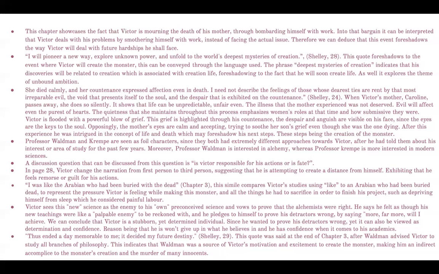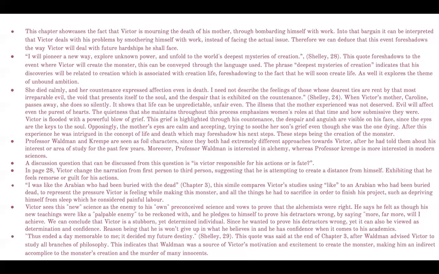After he had told them about his interest in the study of alchemy, Professor Waldman is interested in alchemy, whereas Professor Krempe is not interested in these old, outdated sciences, and is more interested in the modern sciences. A discussion question that can be asked from this is: is Victor responsible for his actions or fate? Because, as we know, Victor keeps saying that creating the monster was his fate. Is it not? And why is chapter 3 so significant to this? It's because it's showing us the direction that is leading him to creating the monster.